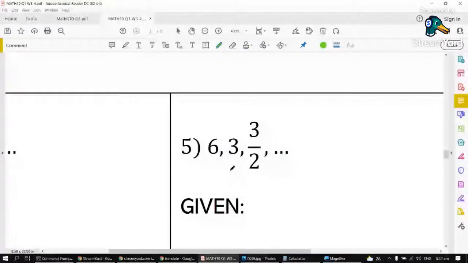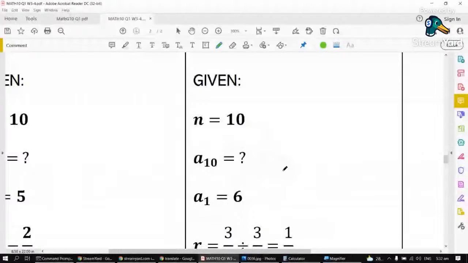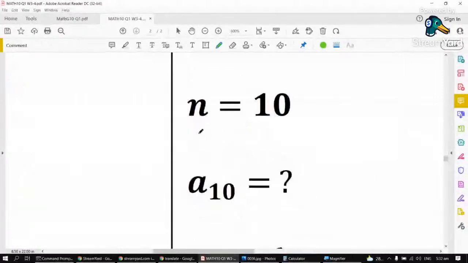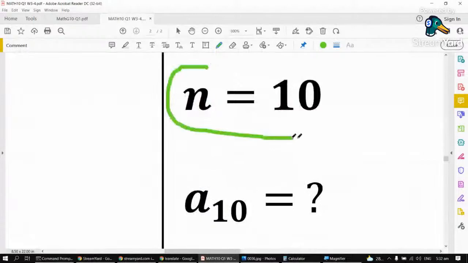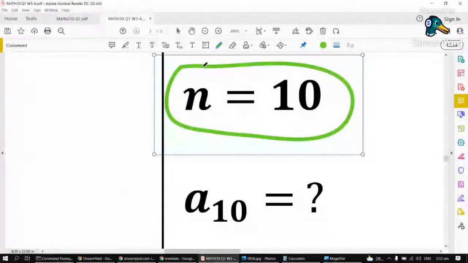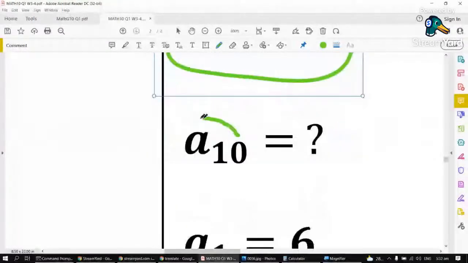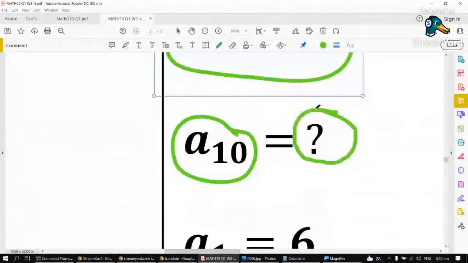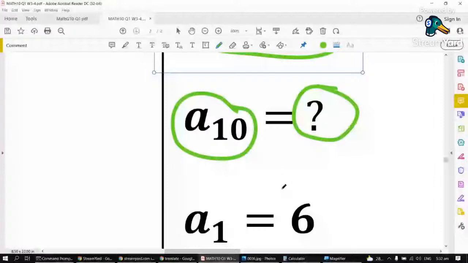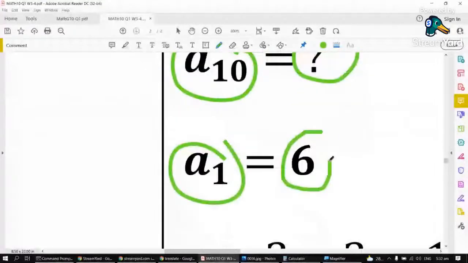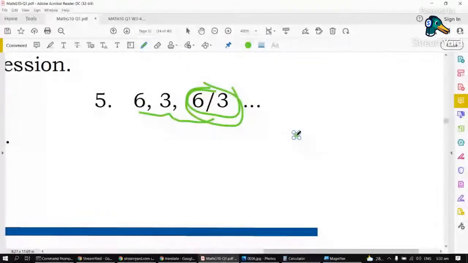So, again, yung apat na variables natin, ang n natin is 10 dahil ang hinahanap natin pang 10 term. Ang ating a sub 10, ang ating pang 10 term is question mark dahil hindi natin alam ang value na. Ang ating a sub 1 is 6 dahil yun ang first term. Yun ang pinakaunang term.